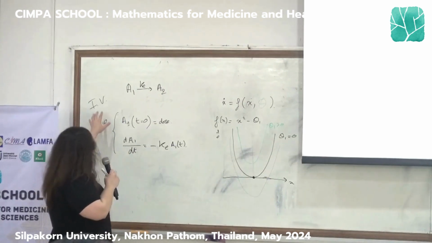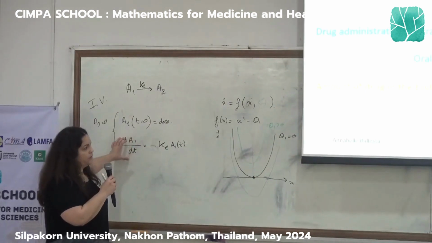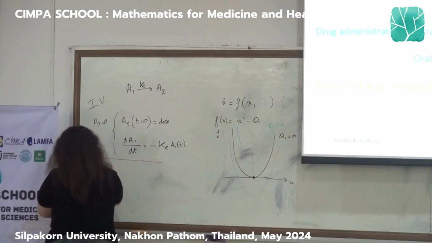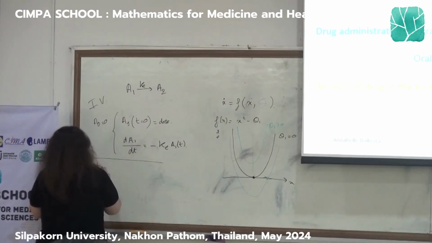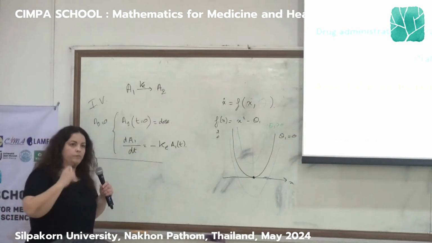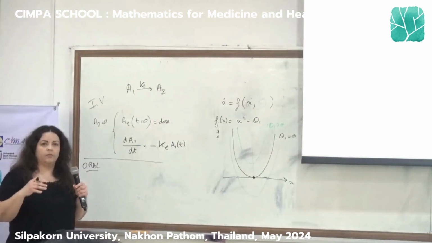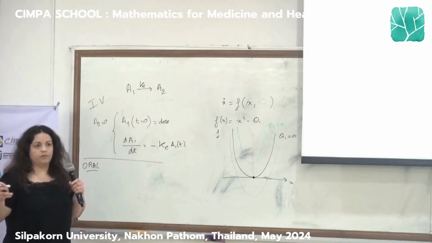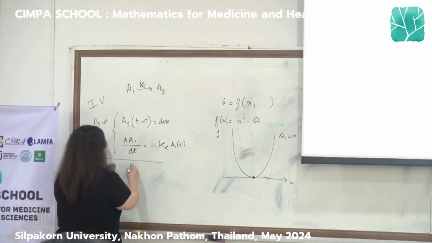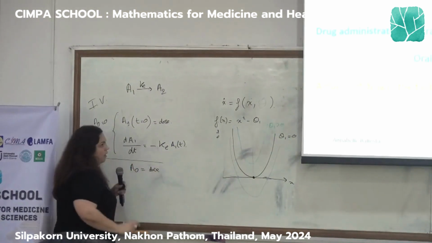So this was for IV, but actually this phenomenon holds for any type of administration. But let's go to oral administration. Oral is when you take a pill, okay? So now you take a pill, the pill is going to be in your stomach or in your intestine. And it will take some time for the drug to reach the blood circulation. For this, we add this A0 compartment. So now we have the dose in the A0 compartment.